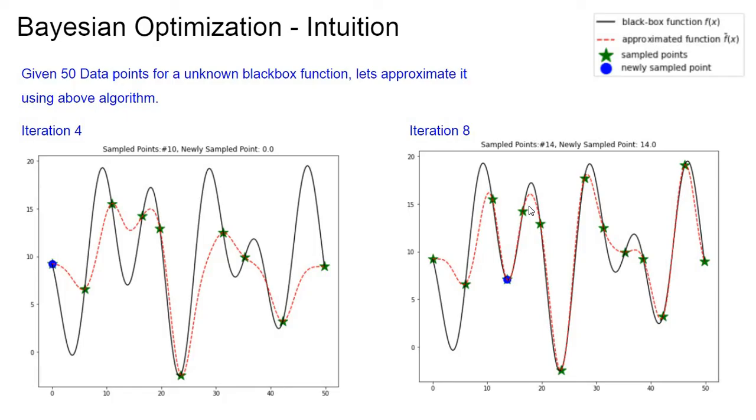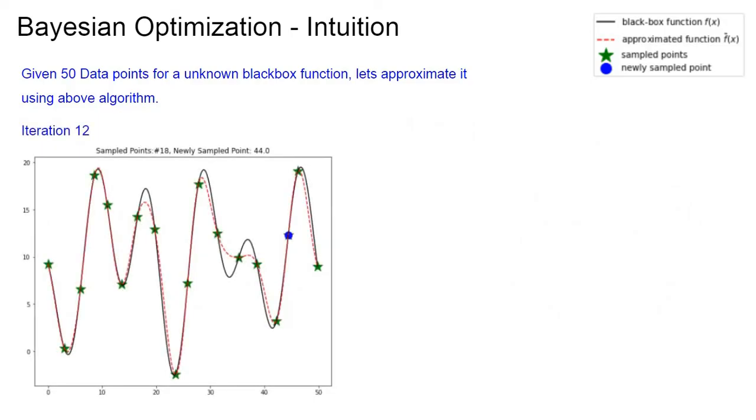Next, let's try to understand what happens with iteration 12, where we have already sampled 18 points, and in the current iteration 12, I have got this point that I'm actually sampling. Again, we can start to see that a lot of similarity now starts to come in between the black box function and our surrogate function, because the surrogate function has very nicely sampled turning points in the overall space, which are getting approximated using the surrogate function.